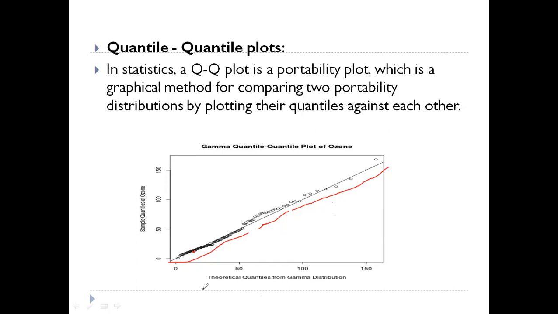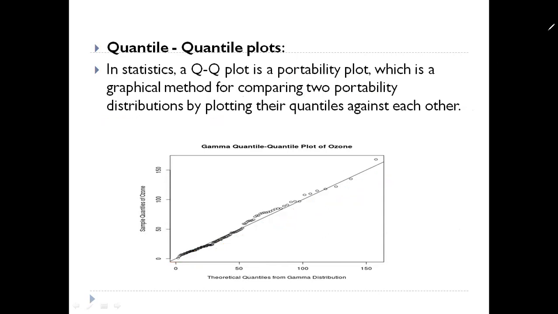Okay, in statistics, a quantile-quantile plot is a probability plot, which is a graphical method for comparing two probability distributions by plotting their quantiles against each other. Okay, if we have the same item in two different shops, what are the rates? How do we represent the rates and the rate difference between the two shops? It should be represented by using quantile-quantile plots.